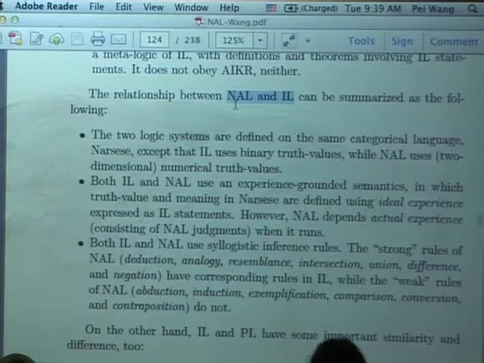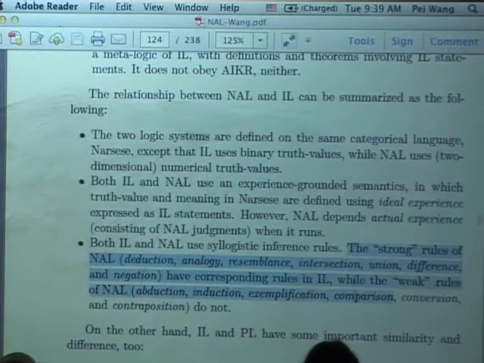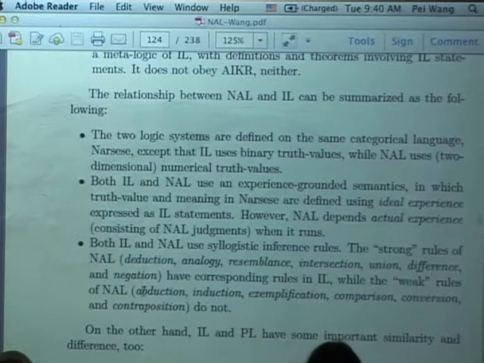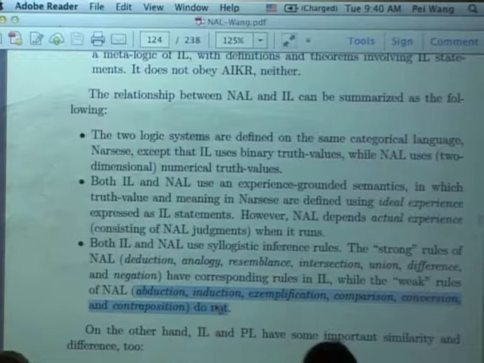And also in terms of inference rules, I already said that there are a whole bunch of rules called the strong rules. Those are the rules that have one as the upper bound of confidence value. All of those rules, if you just drop the number and turn everything into binary, you see there are valid inference rules in the binary version of the system. On the other hand, the weak rules like induction, abduction, and so on, if you drop the truth value function, it's just a fallacy, it's not going to work.